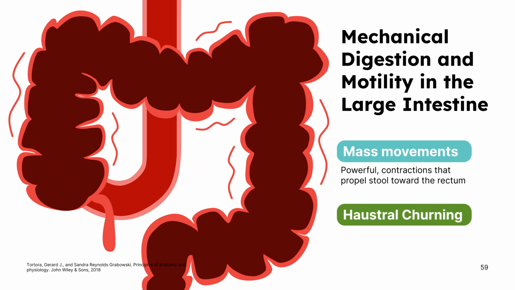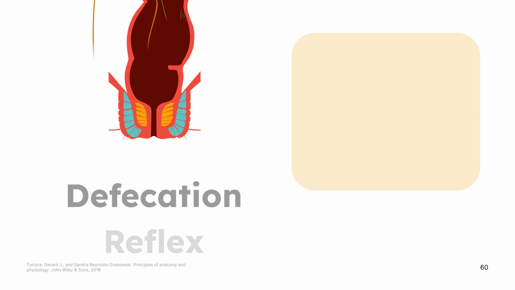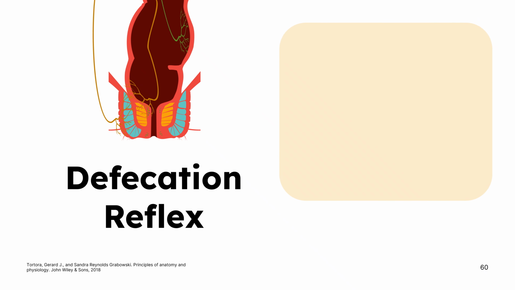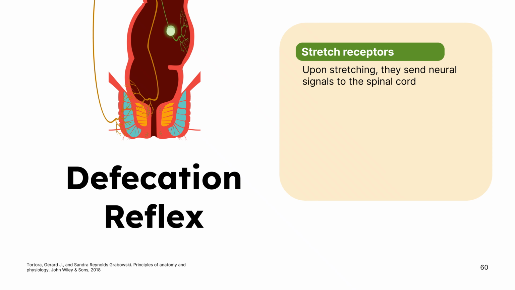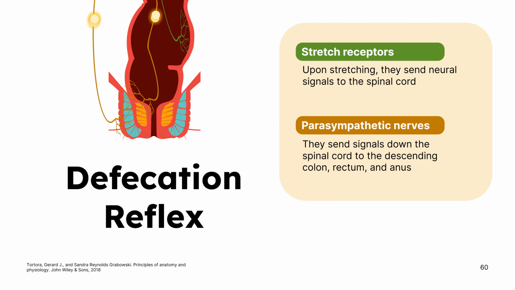Haustral churning. In addition to mass movements, the large intestine experiences slower contractions. These contractions mix the contents of the colon, facilitating the absorption of water and electrolytes. The defecation reflex. It begins when stretch receptors in the walls of the large intestine detect the stretching of the colon as it fills with feces, sending neural signals to the spinal cord. These signals are relayed via parasympathetic nerves to the descending colon, rectum, and anus, triggering the reflex.